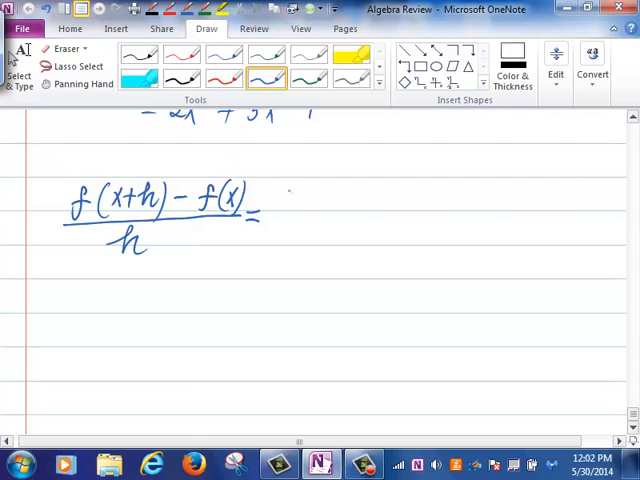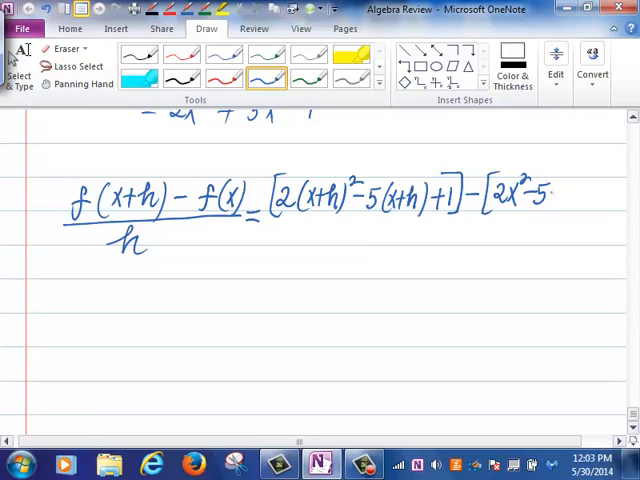So what do I get? I get 2 times x plus h squared minus 5 times x plus h, and then plus 1. So this is f of x plus h, right? And then I have to subtract what? f of x. So f of x is as it is, 2x squared minus 5x plus 1. And then in the denominator, I have h. Is everybody okay with what I wrote? All right, so now it's just algebra, right? So you have to simplify things out.